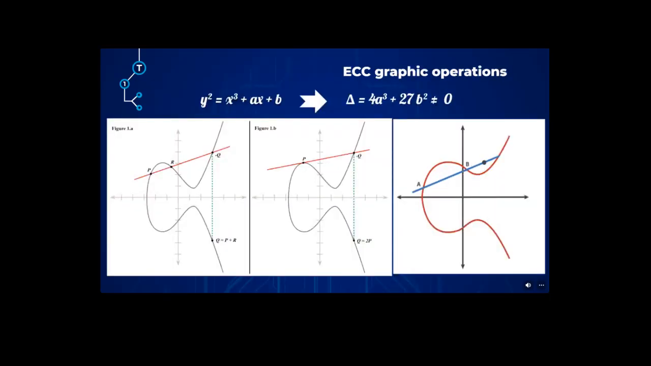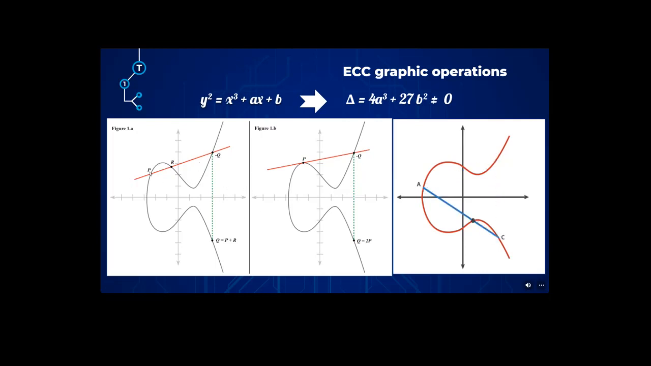So here we represent some graphical characteristics of ECC. The function of ECC is here: we have y squared equal to x cubed plus ax plus b, related to the constraint that 4a cubed plus 27b squared must not be equal to 0. So here we represent some operations like addition and multiplication.